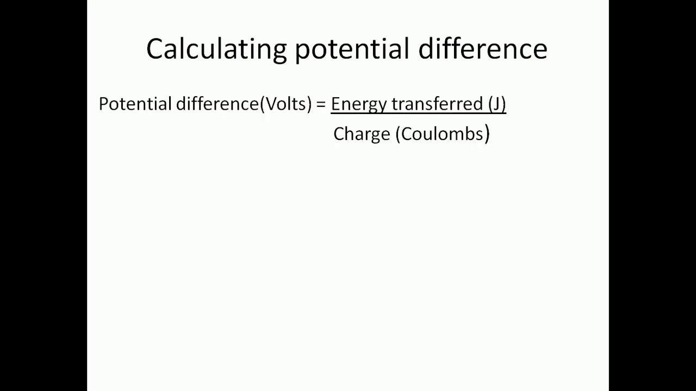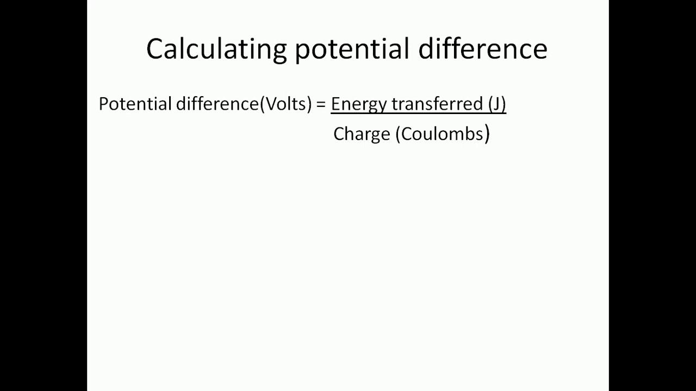And as with one of the previous videos that I've done, you should remember that work done is an energy transfer, therefore work done and energy transferred are the same thing. So they're measured in joules, and then charge is measured in coulombs. So 32 joules of energy is transferred to a bulb when 8 coulombs of charge pass through it. What is the potential difference across this bulb?